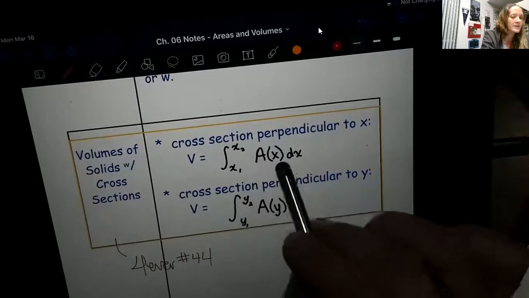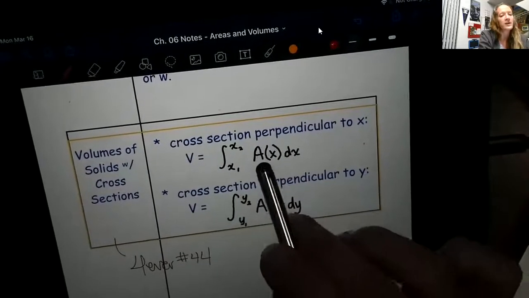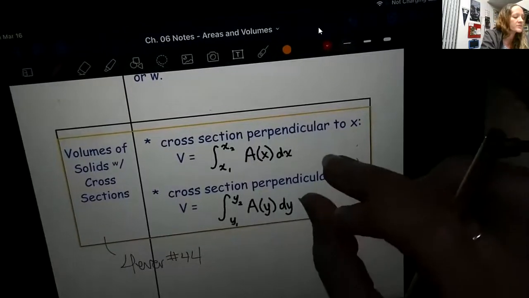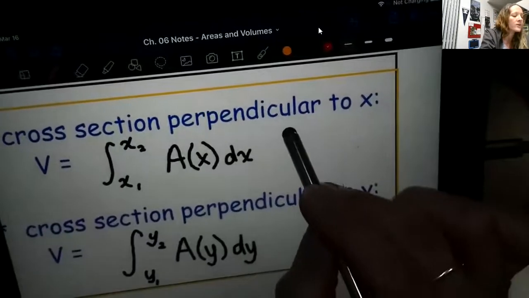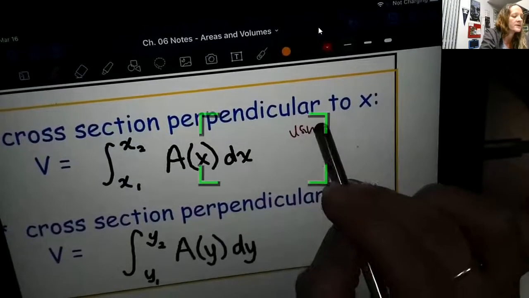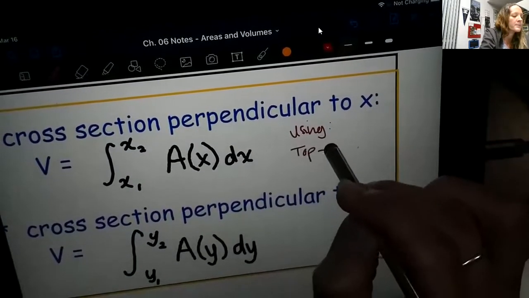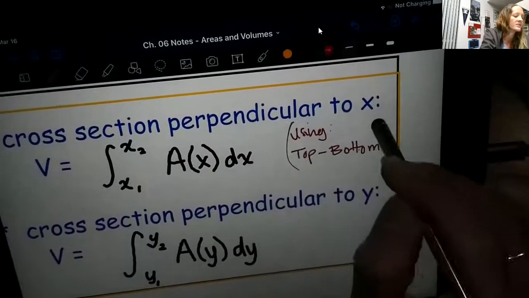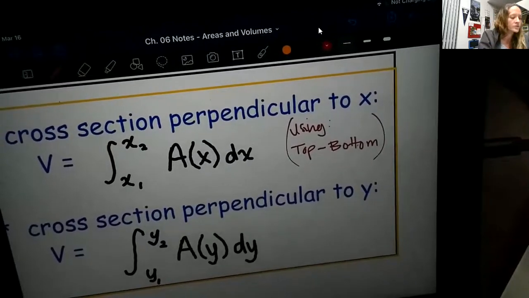it depends on the geometric shape. These A's can be all sorts of different things: base times height, side squared, 1/2 pi r squared, 1/4 pi r squared, pi r squared. But it might be helpful if you remember somehow you are using that idea of top minus bottom to help you fill in the side, or fill in the radius, or fill in the base of a rectangle, or fill in the side of a triangle.